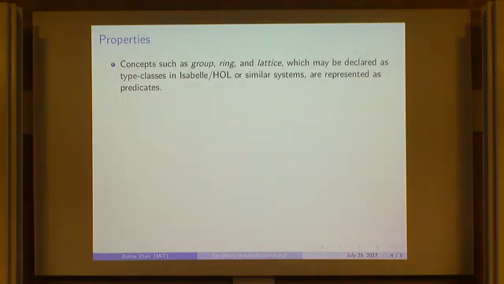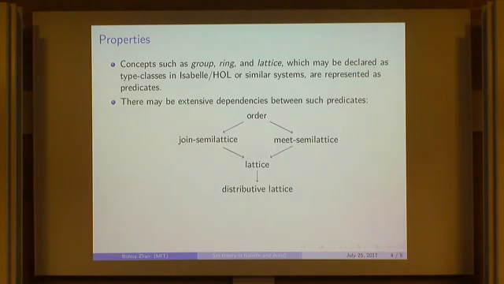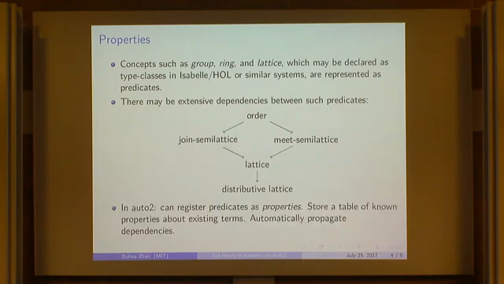Next, properties. There are concepts like group, ring, and lattice, which are usually declared as type classes in Isabelle/HOL or similar systems. In Isabelle/ZF they are represented as predicates, and there may be extensive dependency graphs on such predicates. This is actually the example that I'm going to show. In Auto2, we register this predicate as a property. During the proof, Auto2 will store a table of known properties about existing terms, the terms that appear in the proof, and we automatically propagate dependencies such as this.